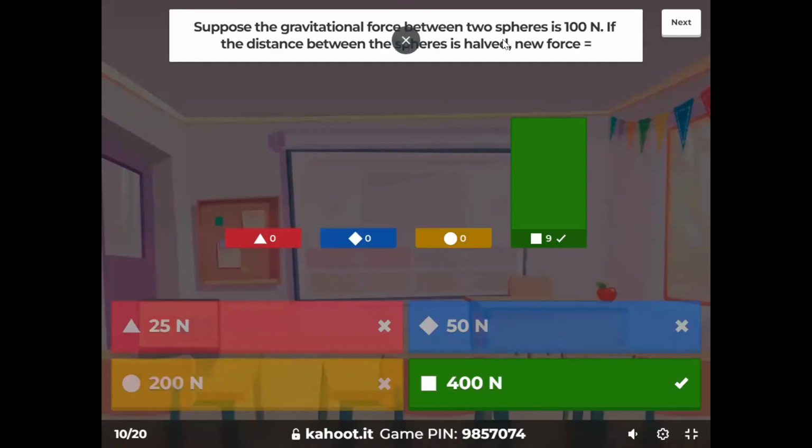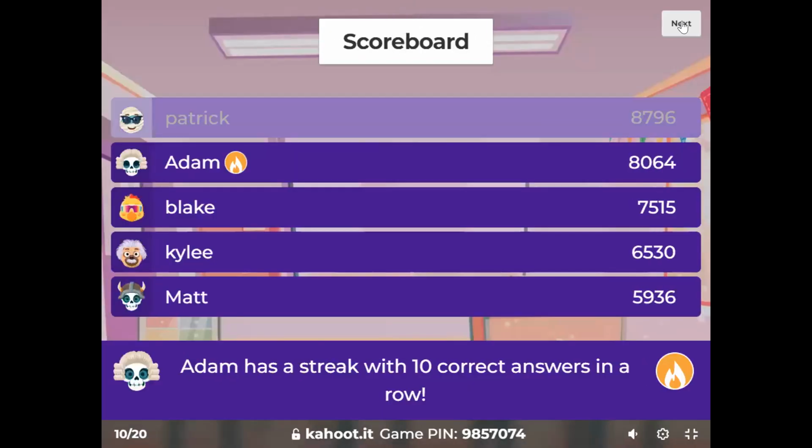Okay. So the gravitational force between two spheres, let's say two asteroids floating around, is 100 newtons. Now we're going to cut the distance in half. So maybe these asteroids are drifting towards each other. You do 1 divided by a half squared, which is 1 divided by a quarter, which is 4 times the force. 4 times 100 is 400 newtons. There you go.